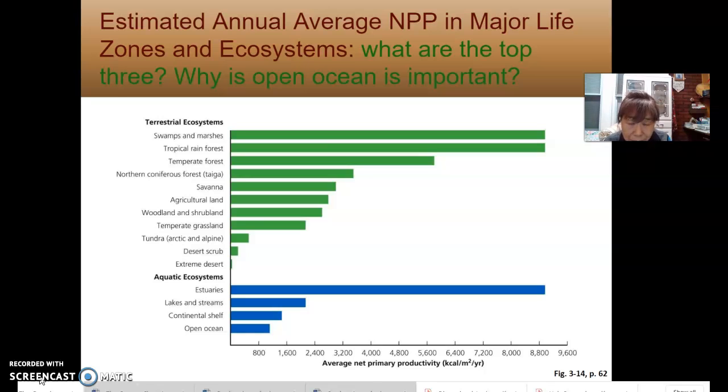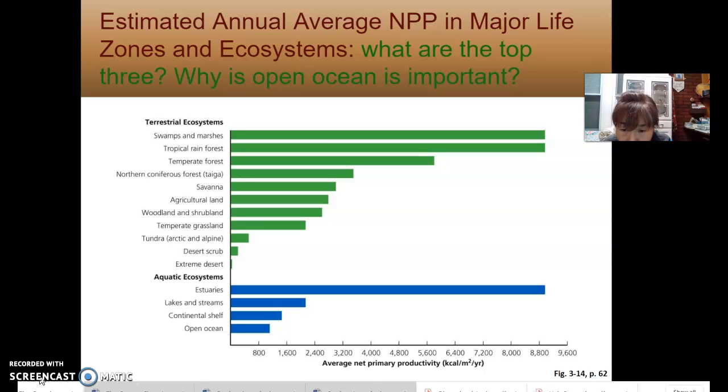So the part we don't think is that great is swamps and marshes. They produce a tremendous amount of MPP, support life, and eventually support us. Also tropical rainforest and then temperate forest. However, right now, we do not have much respect for those areas. Those areas have been so damaged by human activity.